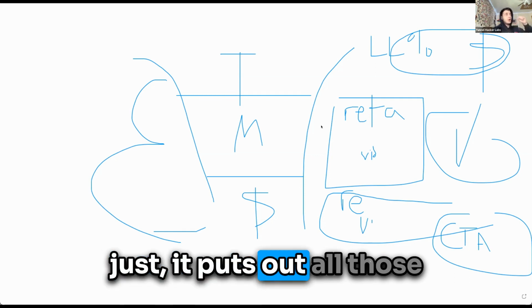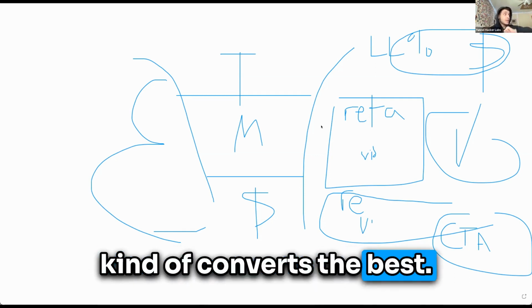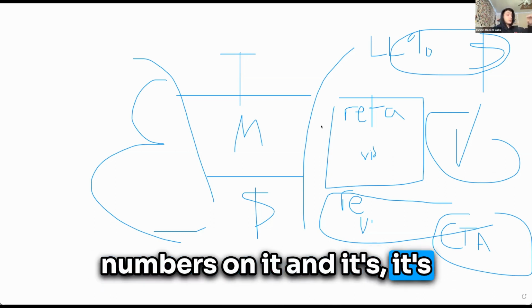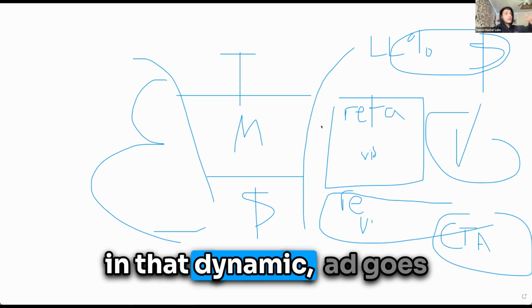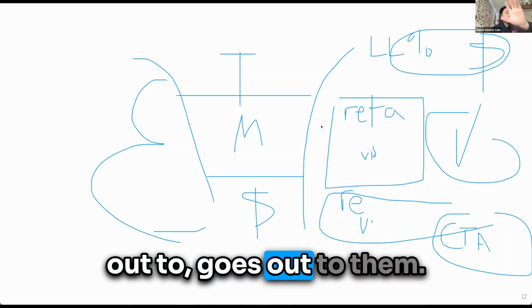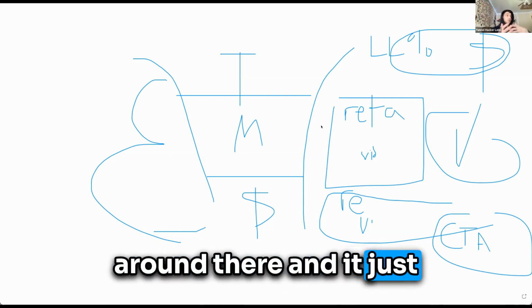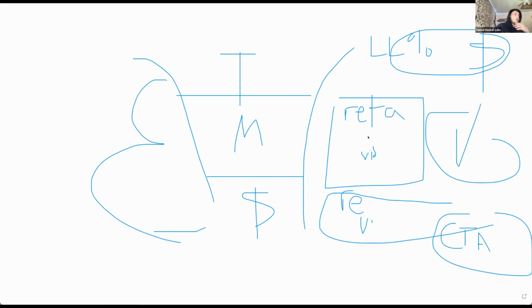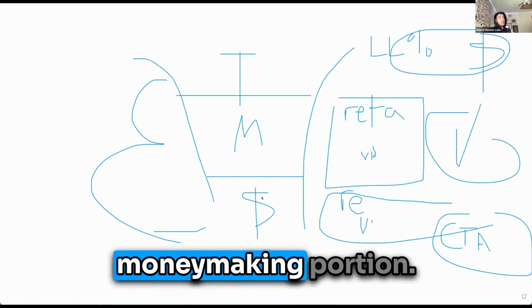Dynamic just puts out all those pieces of media, and by running its algorithm, it sees which one converts the best. You're going to get the numbers on it, and it will mainly focus on the best performing reels in that dynamic ad, but it still rotates them around, and it performs really well. Finally, the very bottom portion of the funnel is the actual money-making portion.